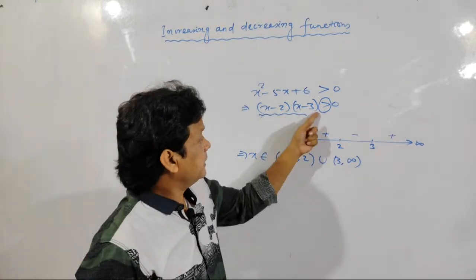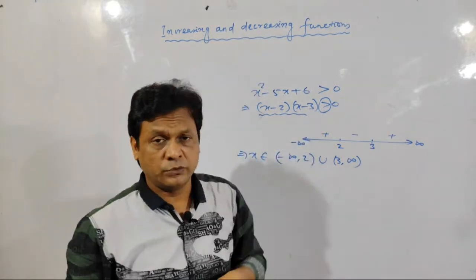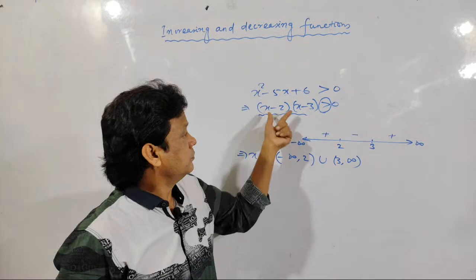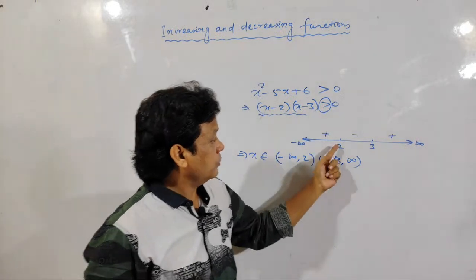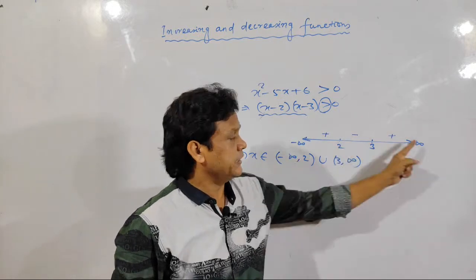That means this expression should be equal to 0. First of all, equate this expression to 0, so that you will get 2 and 3. So write 2 and 3 on the number line. So this end is minus infinity, this end is plus infinity.